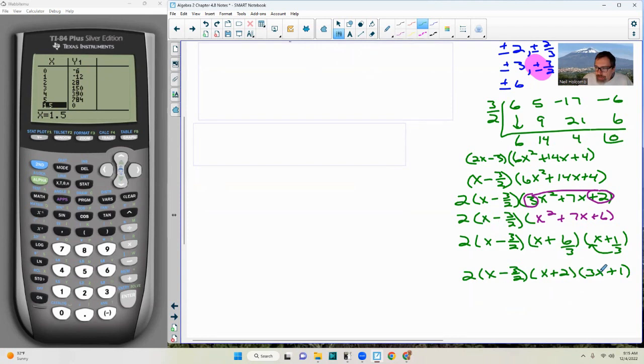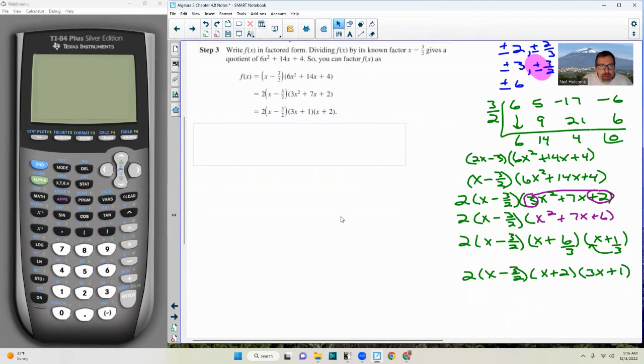So there are our factors, and that is what the book is showing in this step right here. Okay, so 2x minus 3 halves, 3x plus 1, x plus 2. The order of your factors doesn't matter because multiplication is commutative. Now that we know all 3 zeros from that factored form, we can finally confirm that we have zeros at 3/2, -2, and -1/3. And check this by graphing.